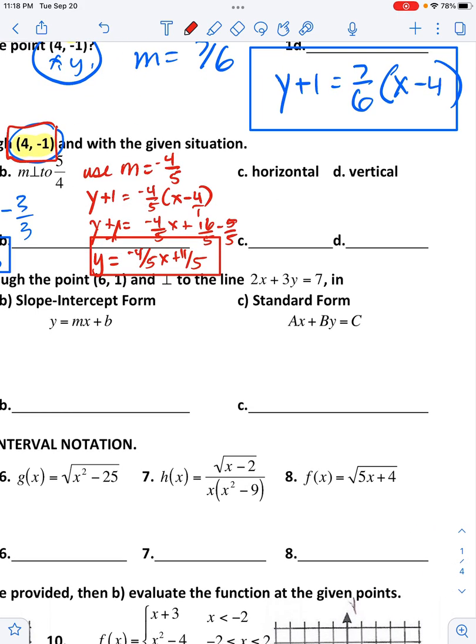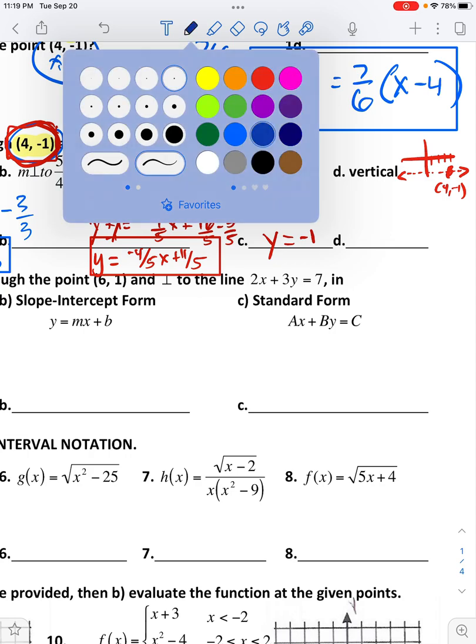Okay, horizontal lines. If you think of a horizontal line, the only axis it's going to cross is y, and then you write it as y equals a number. So in this case, if the line has to go through this point, y has to equal -1, or it won't hit that point. Because if you think about where (4, -1) is, it's 1, 2, 3, 4, down 1.